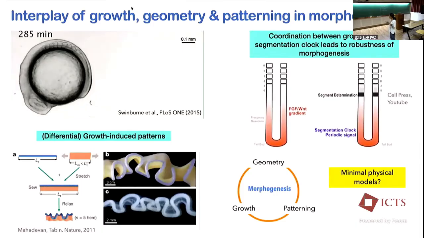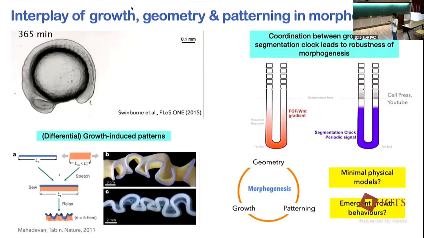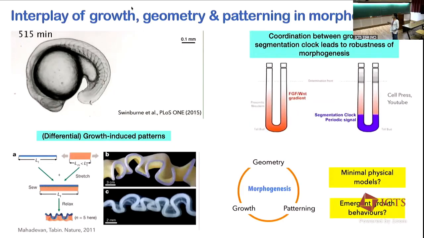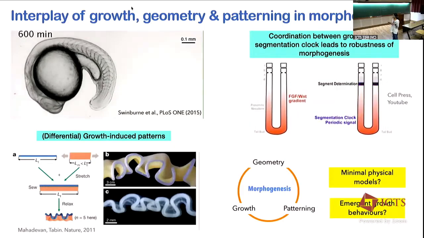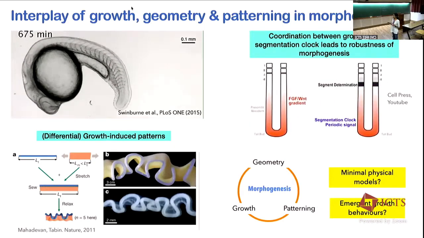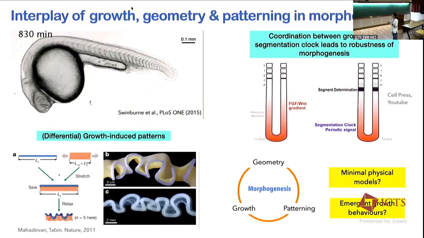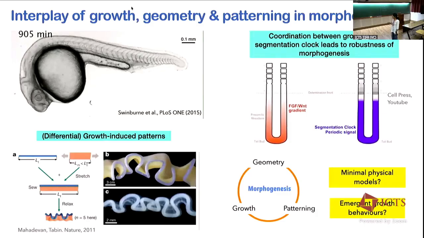So what I want to do in the talk today is to focus on the growth aspect, where the question that we are trying to answer is what are the emergent growth patterns in our tissue resulting from patterns in scalar, vector, tensor fields in these minimal physical models.